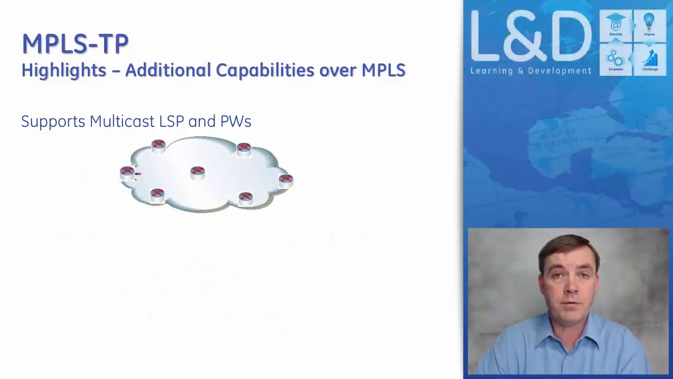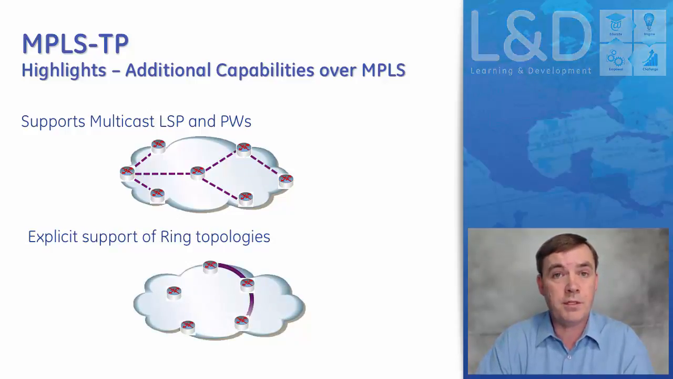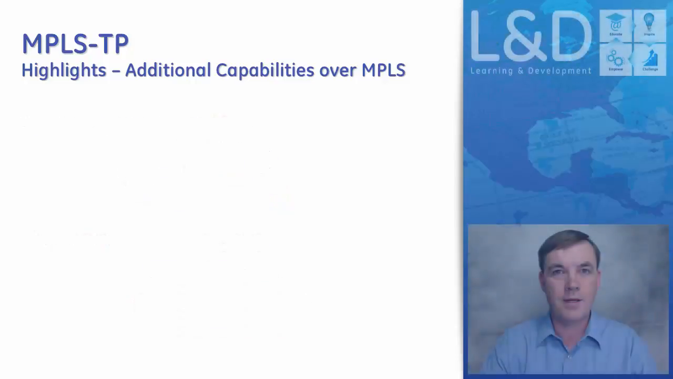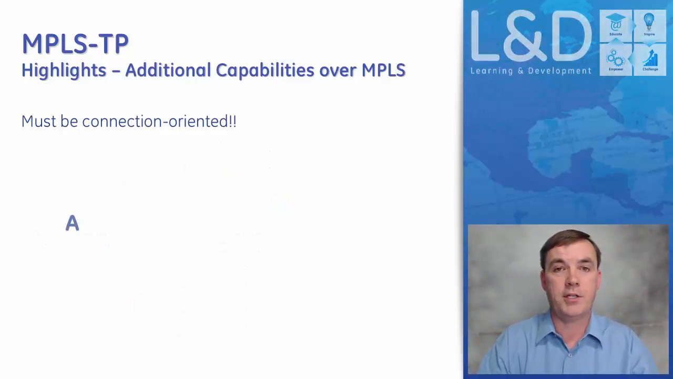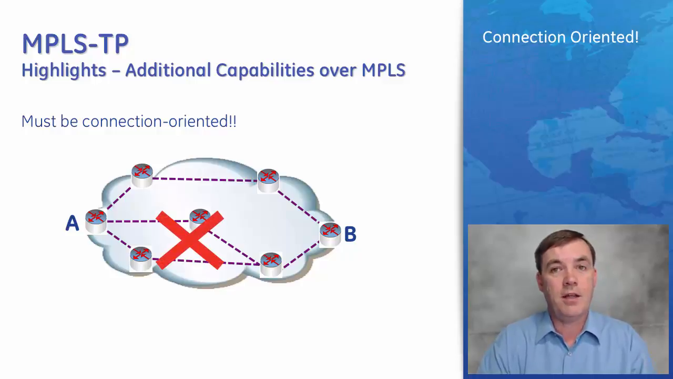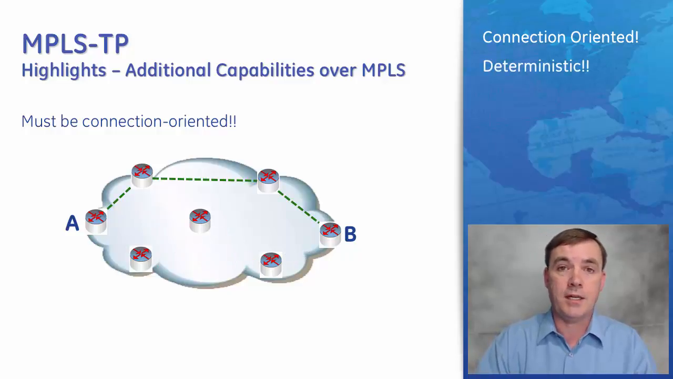MPLS-TP supports both multicast LSPs and pseudowires. MPLS-TP also explicitly supports ring topologies. This reduces network complexities. MPLS-TP requires connection-oriented. It does not allow connectionless. You cannot have more than one choice for how to get from A to B. You always know where your traffic is going. It's deterministic.